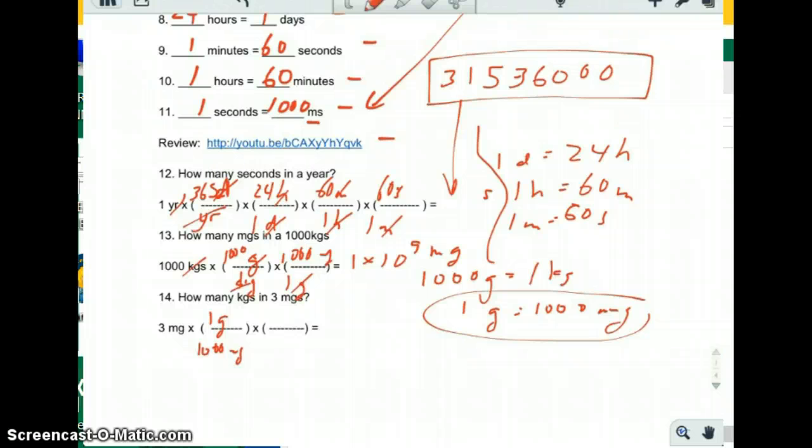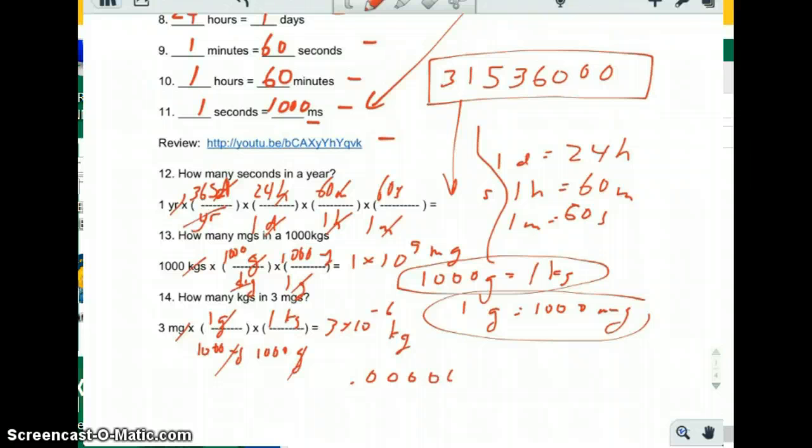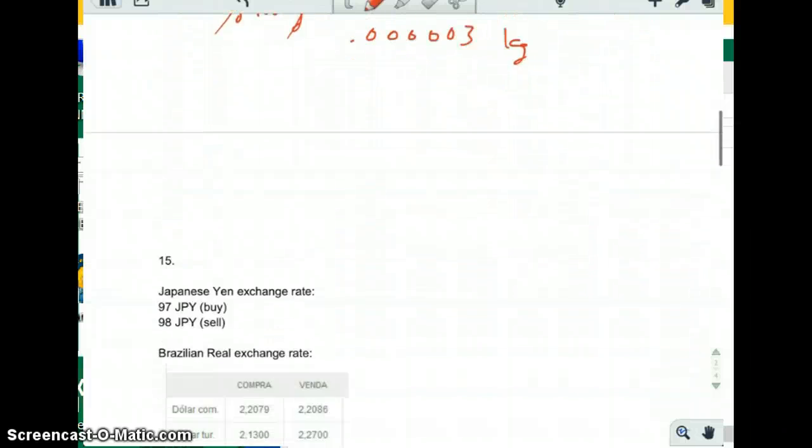Okay, and then we're still trying to convert to kilograms, so we're going to take this one. On the bottom we need to put 1,000 grams to cancel out, and 1 kilogram on top. Cancel out the g's, cancel out the mg's, and now we're left with 3 on top, divided by 1,000 divided by 1,000. So we have 3 times 10 to the minus 6th kilograms. Okay, so that's really small. It's 0.000003 kilograms is 3 milligrams.